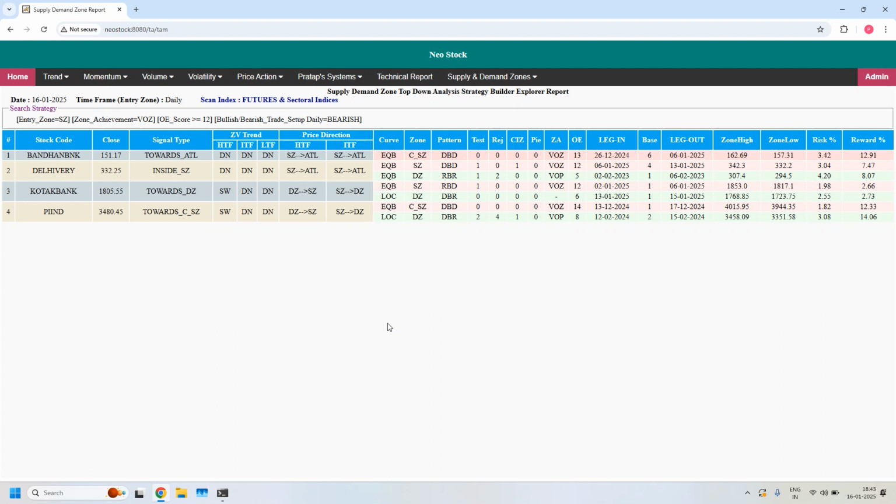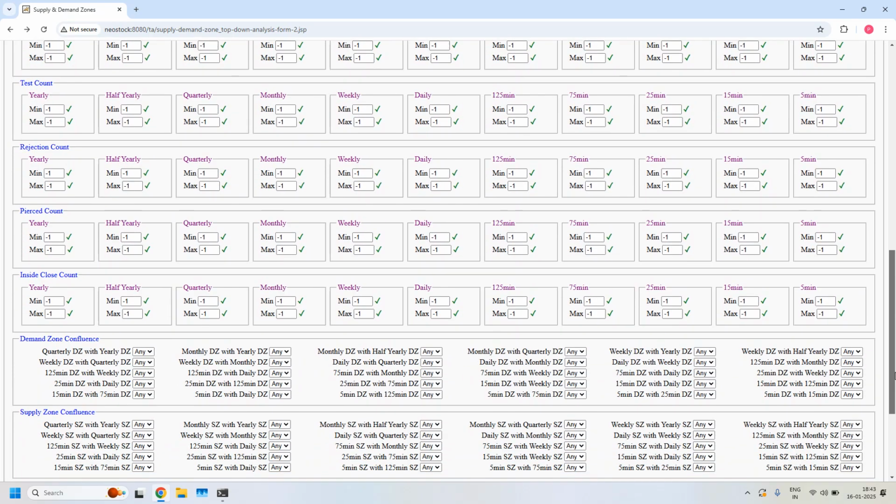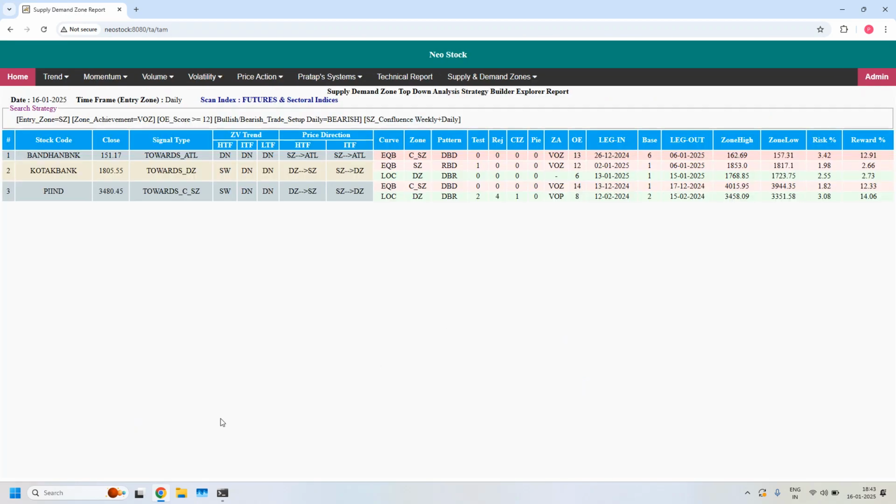So first filter is LTF and ITF supply zone confluence stocks. Let us filter. That is a daily and a weekly supply zone confluence supported stocks. I am enabling the filter. Out of 4, we got 3 stocks. In these 3 stocks, these daily supply zones are part of the weekly supply zone. And the weekly trend is down in all the 3 stocks.